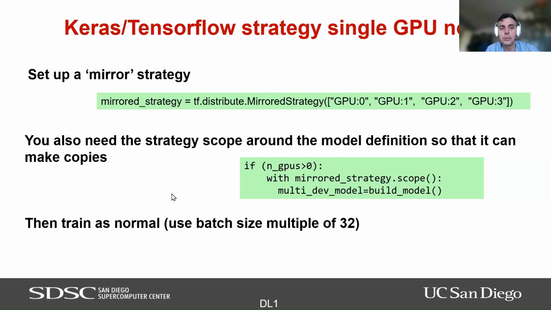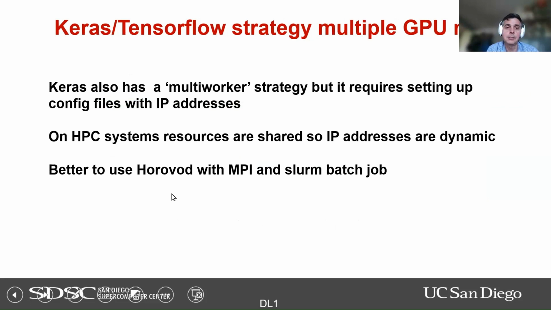But what if you have a bigger problem and you want to use multi-node? This is now a little bit more complicated. Keras has a multi-worker strategy, but it requires setting up config files with IP addresses. If you're on a static machine, you always know what the IP address is, so you could use the multi-worker strategy. It has a concept of a chief and a bunch of workers, and you have to say, okay, this IP address is your chief, and everybody knows what the other IP addresses are, for every device you're running on.